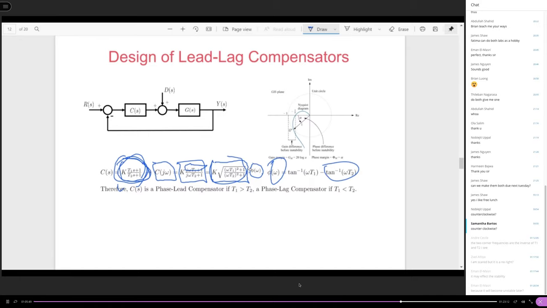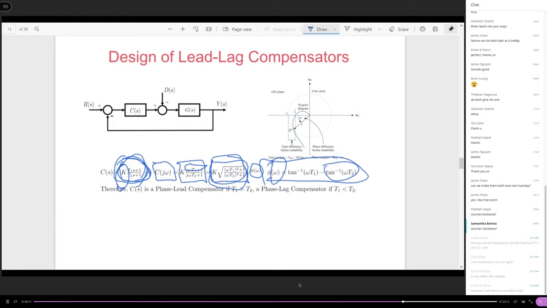Three parameters. Actually, the phase is only affected by T1 and T2. We said many, many times, the gain K does not affect the phase, right? The gain K does not affect the phase. It will only affect the magnitude, but it will not affect the phase. So this is the case, right?